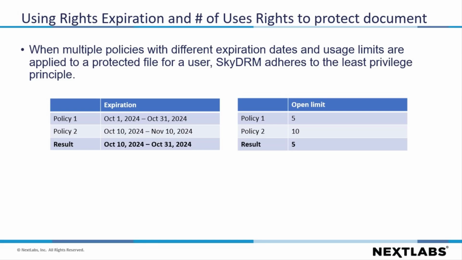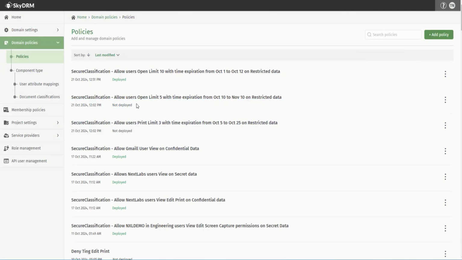The result of combining Policy 1 and 2 is that the validity period is from October 10, 2024 to October 31st, 2024. In the open limit example, Policy 1 defines the open limit 5, Policy 2 defines the open limit 10. The result of combining Policy 1 and 2 is that the open limit will be restricted to 5. Let's go back to the demo.